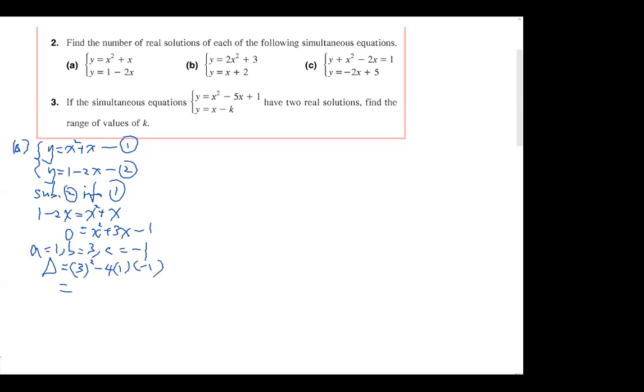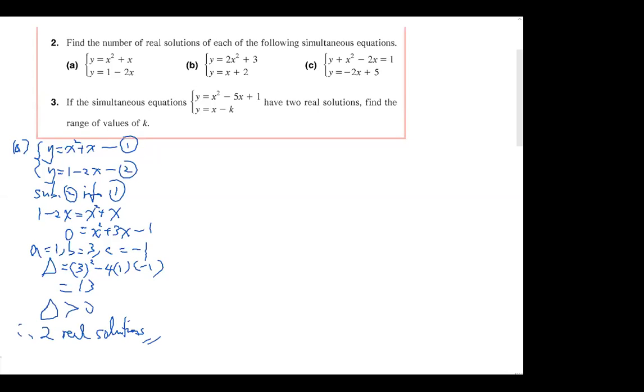And you use the calculator to find that it's equal to 13. And 13 is a positive number, so you write delta is larger than 0, okay? Therefore, the conclusion is that there are 2 real solutions. Okay, so that is the answer.